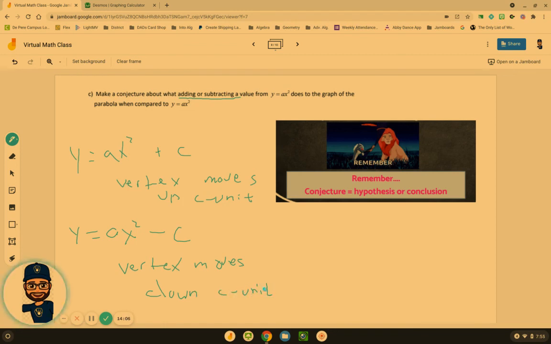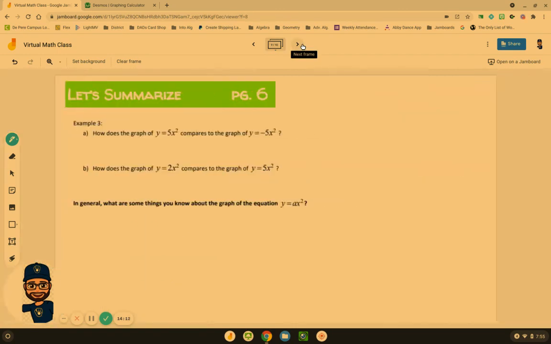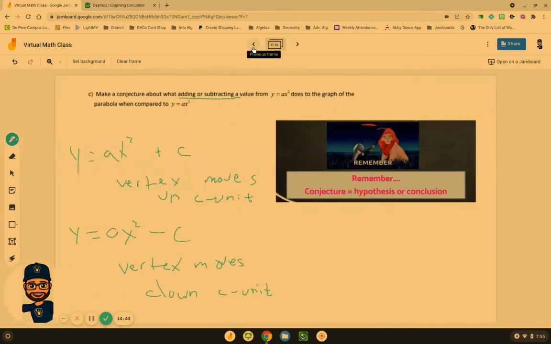And we can use this information to describe then what is happening to certain graphs. All right. How do these two compare? Well, one opens up and one opens down. This one is wider because it's closer to 1, where this one is narrower because it's further away from 1. So positive, negative tells us opening up or down. Closer to 1 is wider. Farther away from 1 is narrower. And then that c value, as we had just described, the c tells us to move the vertex up or down.